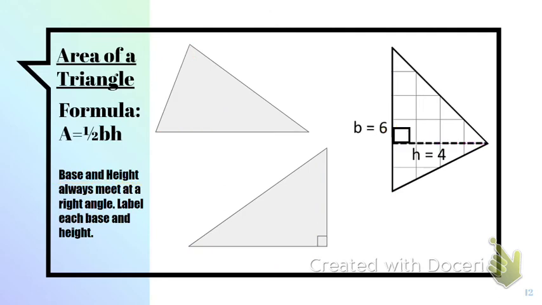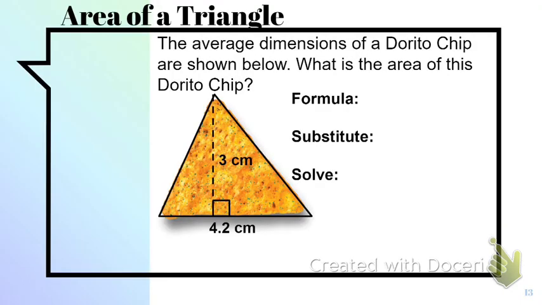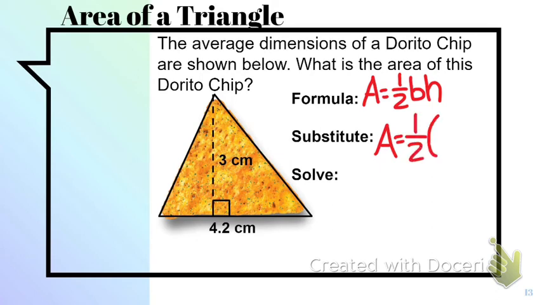So let's practice some real world examples. Here I have a Dorito chip. The average dimensions of a Dorito chip are shown below. What is the area of the Dorito chip? Just like rectangles, we are going to do formula, substitute, solve. The formula on your formula sheet is area equals half of the base times height, just like we saw in those models. So my substitution is area equals half of the base, which is 4 2/10, times your height, 3.